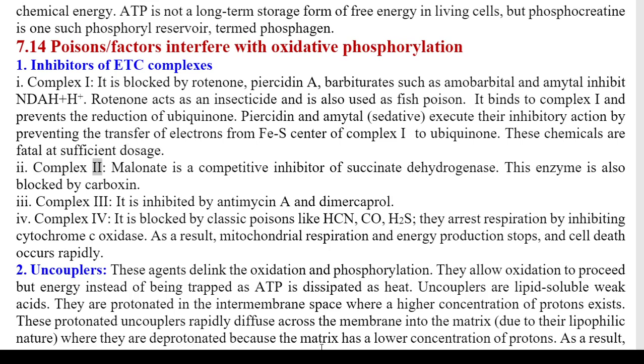2. Complex II: malonate is a competitive inhibitor of succinate dehydrogenase. This enzyme is also blocked by carboxin. 3. Complex III: it is inhibited by antimycin A and dimercaprol.